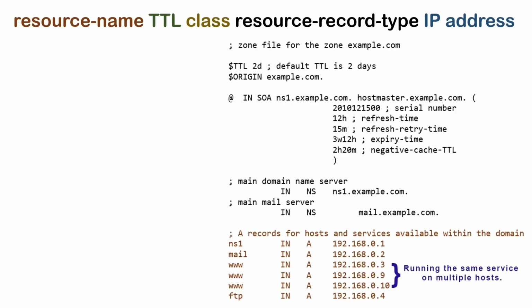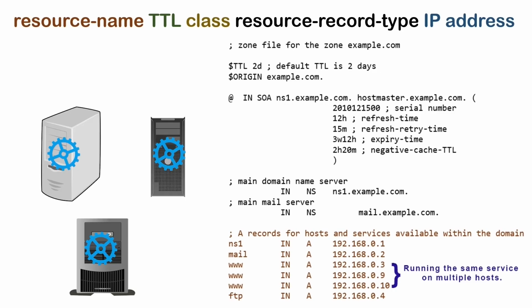We can map multiple IP addresses with the same name. This feature is used when we run the same service on multiple hosts. If the same service is available on multiple hosts, we need to map their IP addresses with the service name. For example, if we configure the same web service on 3 hosts for backup and redundancy purposes, we need to map all 3 hosts' IP addresses with the service name.